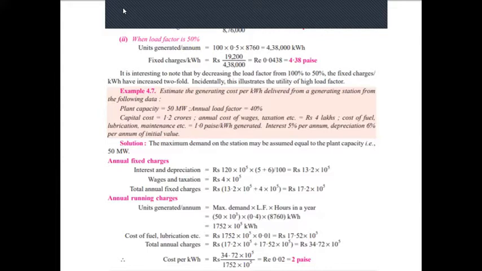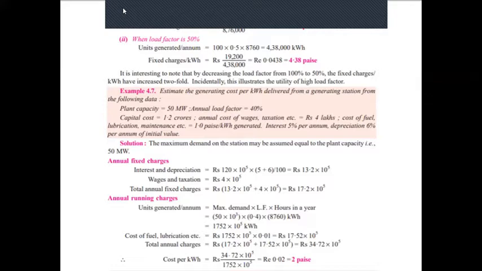You will be asked in the problems to calculate the fixed charges and running charges, and the total charges will then be the sum of the fixed charges and running charges. Once you calculate the total charges, you will be asked to calculate the cost per unit generated. You know that one unit means 1 kilowatt hour of power generated. These types of problems we have solved.